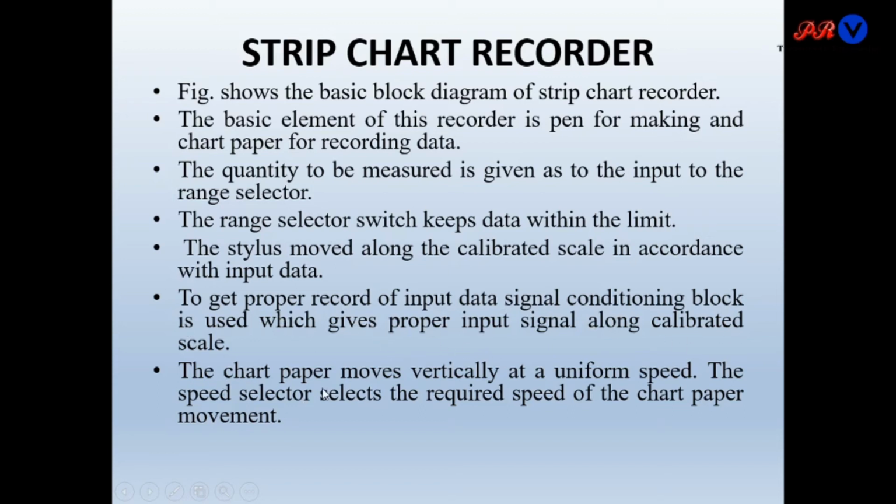The chart paper moves vertically at a uniform speed here. The speed selector selects the required speed of the chart paper movement. The speed selector selects the speed at which the paper moves.